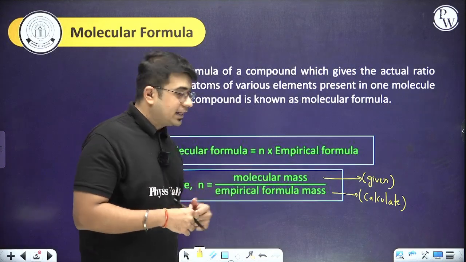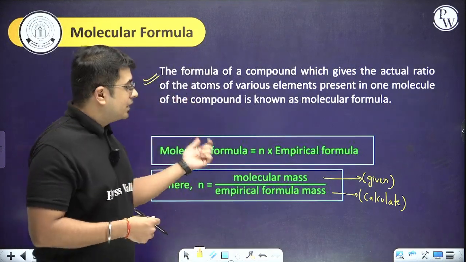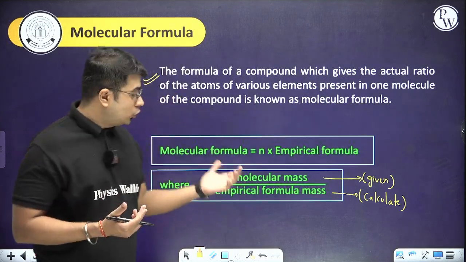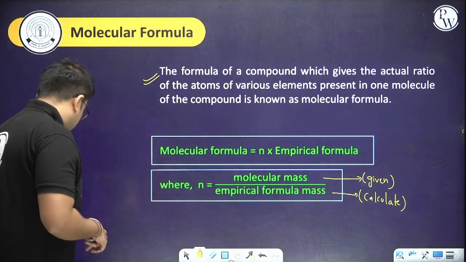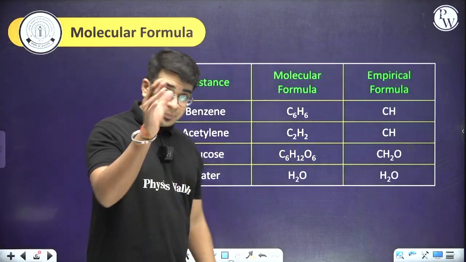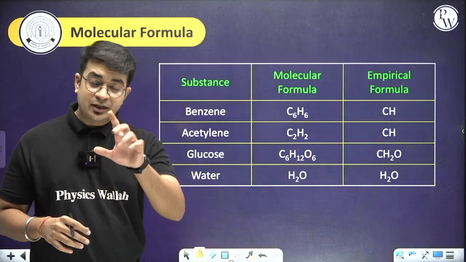If you divide the entire part, you will get the value of N, and then N multiplied by the empirical formula will give you the molecular formula. Now coming back to the question which we were discussing in the previous part, we are going to discuss that question related to ascorbic acid.